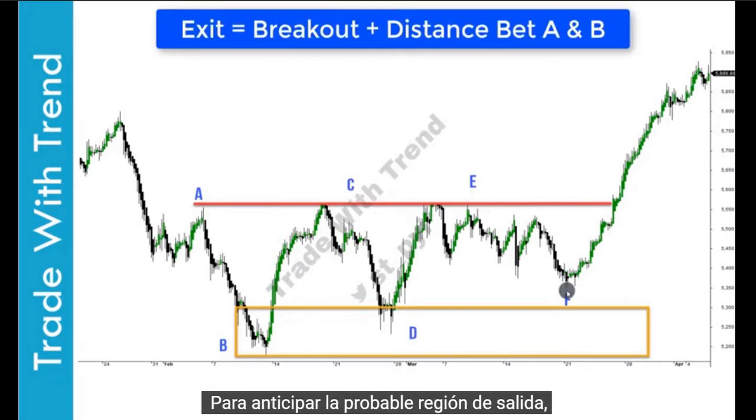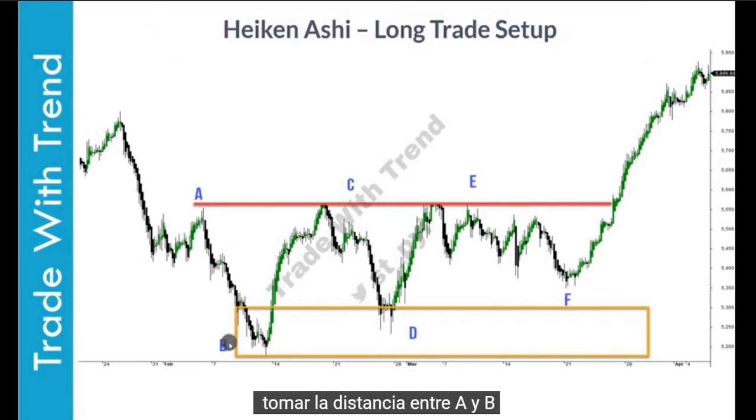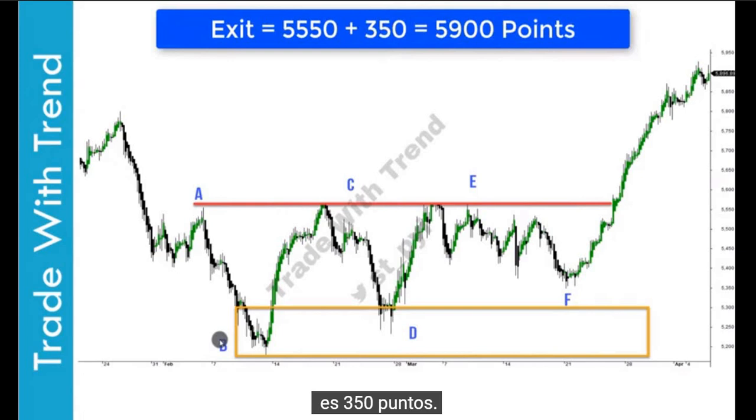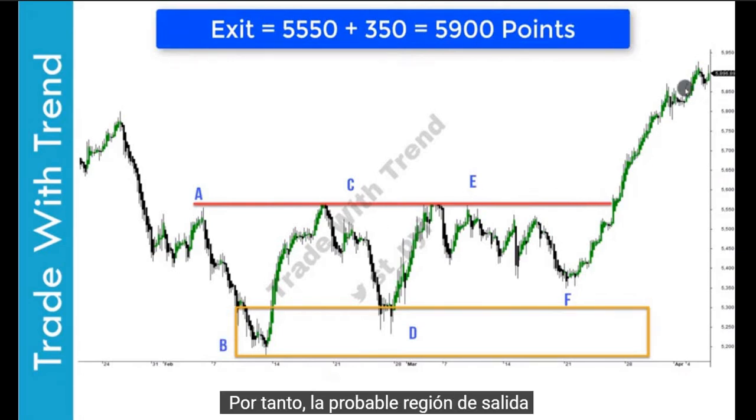To anticipate the probable exit region, take the distance between A and B and then add it to the entry level here. In this chart, breakout happened at 5550 at this region and the distance between A and B is 350 points. Therefore, the probable exit region would be 5550 plus 350 points, that is roughly about 5900.